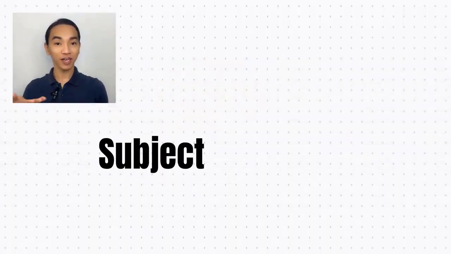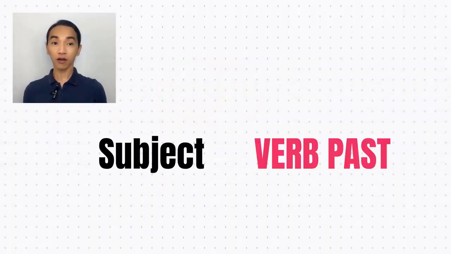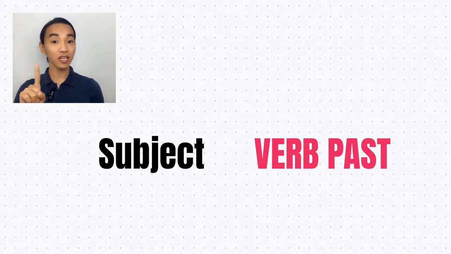So let's talk about how we form sentences in the past tense. It's very easy. You only have to remember that you have your subject and your verb in the past form. Again, subject plus verb in the past form. One thing that you have to remember in the simple past is whatever your subject is, singular or plural, it always uses the past form of the verb.